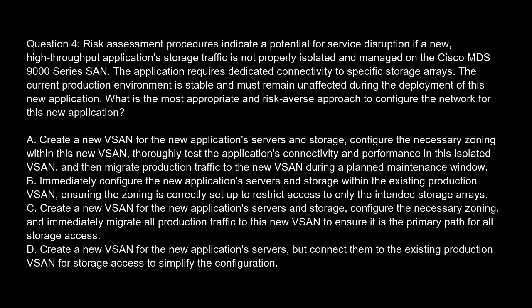Immediately configure the new application servers and storage within the existing production vSAN, ensuring the zoning is correctly set up to restrict access to only the intended storage arrays. Option C. Create a new vSAN for the new application servers and storage, configure the necessary zoning, and immediately migrate all production traffic to this new vSAN to ensure it is the primary path for all storage access.